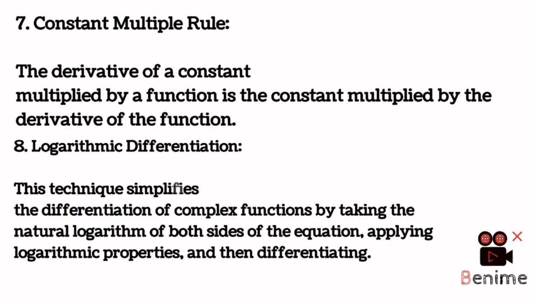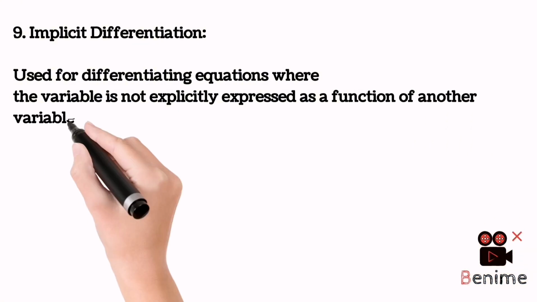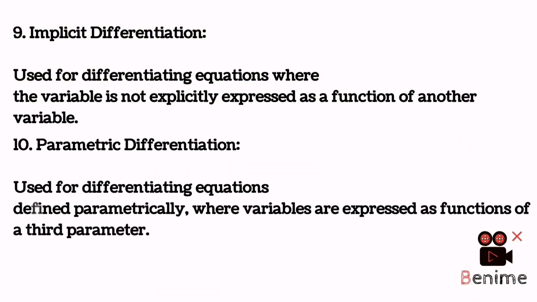Number 8 is logarithmic differentiation. This technique simplifies the differentiation of a complex function by taking the natural logarithm of both sides of the equation, applying logarithmic properties and then differentiating. The last two are implicit differentiation, used for differentiating an equation where the variable is not explicitly expressed as a function of another variable. And number 10, parametric differentiation, used for differentiating equations defined parametrically, where variables are expressed as functions of a third parameter.